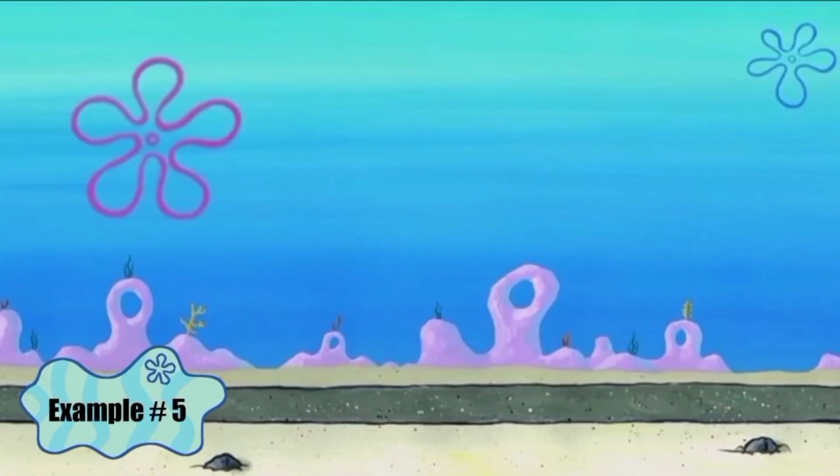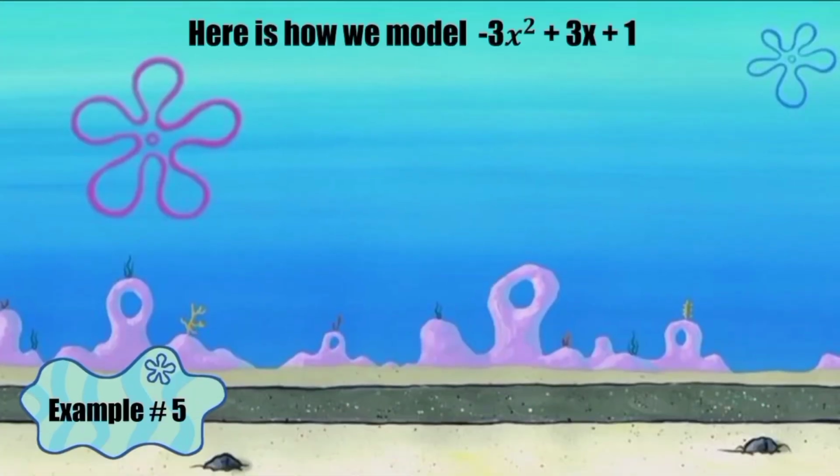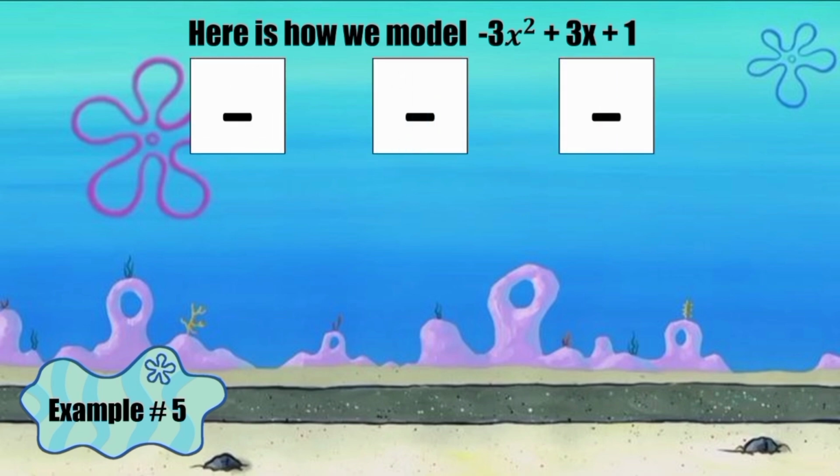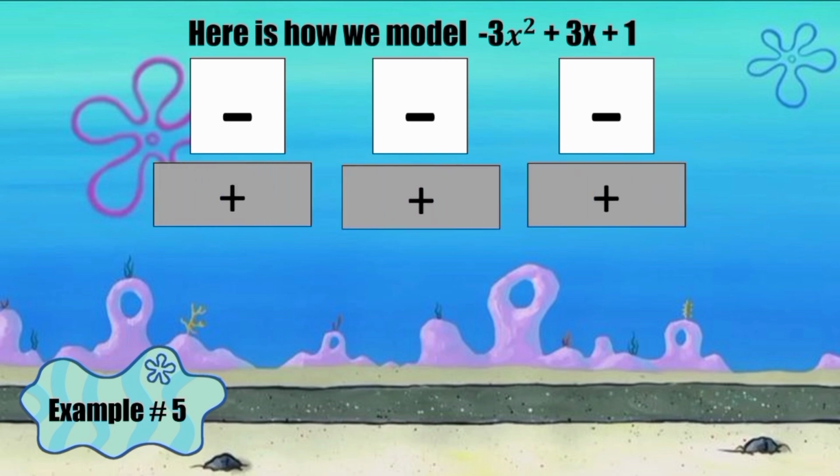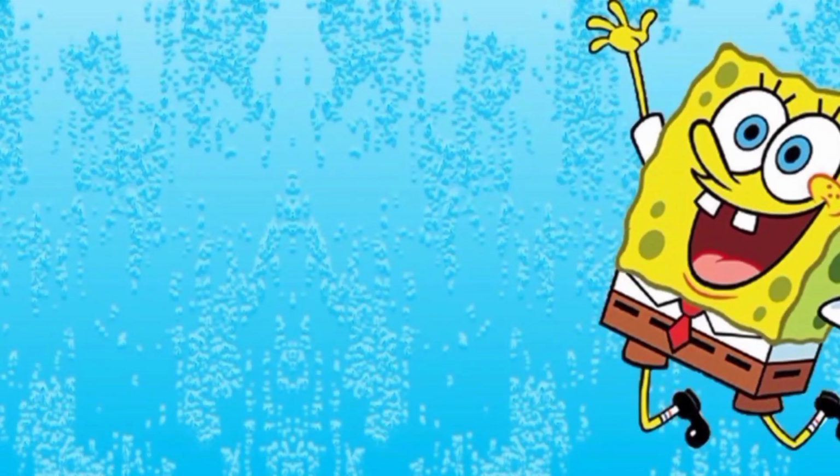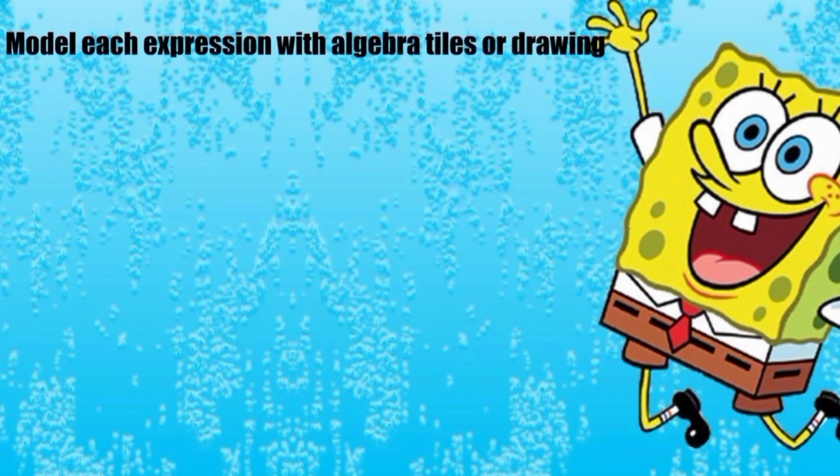Example number 5. Here is how we model negative 3x squared plus 3x plus 1. For negative 3x squared, we have 1, 2, 3, 3 negative x squared. Then we have 1, 2, 3, 3 positive x. And we have 1 positive 1. Now it's your turn. Model each expression with algebra tiles or drawing. Here is number 1. 2x plus 3.